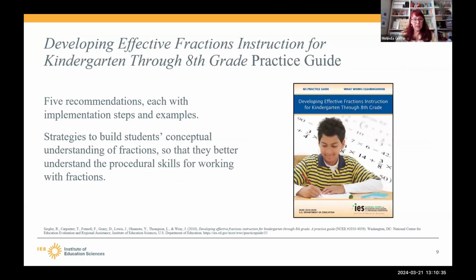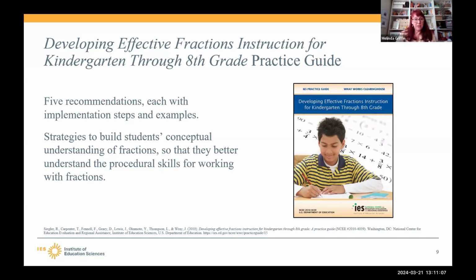So the work that we're going to look at today is from a What Works Clearinghouse practice guide. If you're not familiar with these, What Works Clearinghouse presents recommendations for educators to help address challenges in their classroom. This is based on reviews of research, opinions of experts, and the experiences of practitioners like yourselves. So this toolkit supports the practice guide, Developing Effective Fractions Instruction for kindergarten through 8th grade, as you see here.